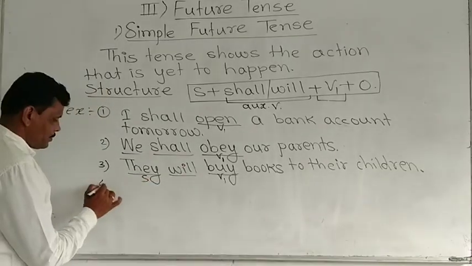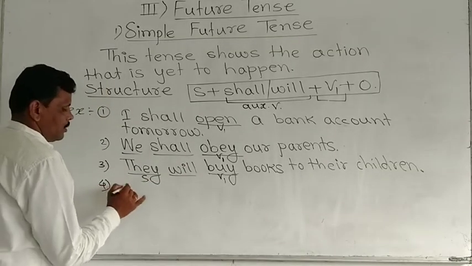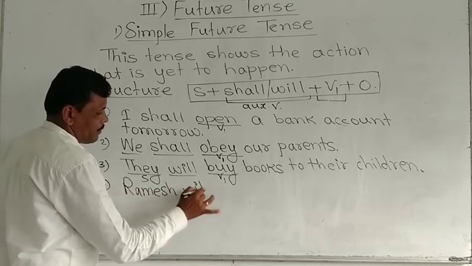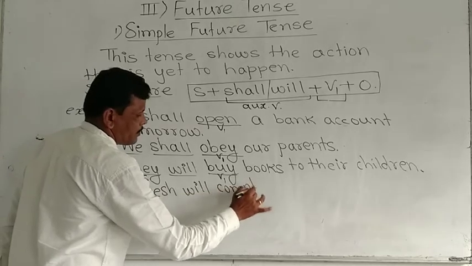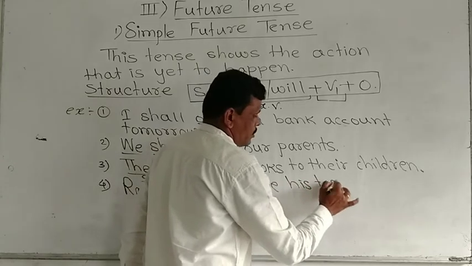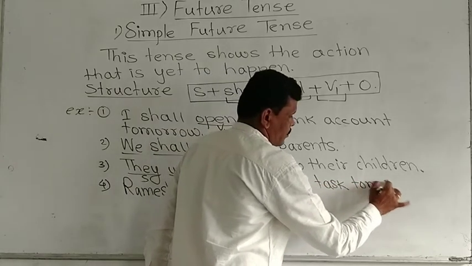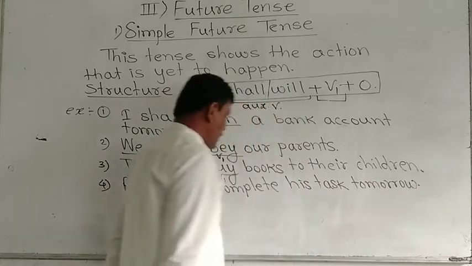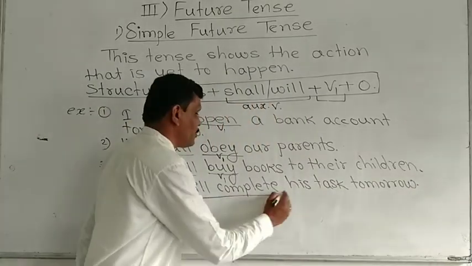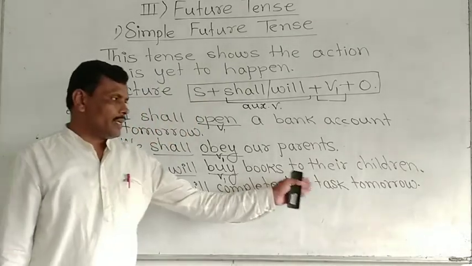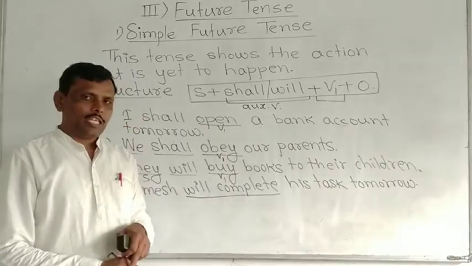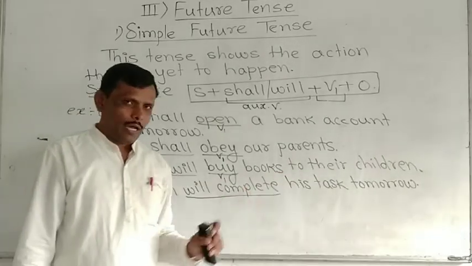Next example: Ramesh will complete his task tomorrow. Ramesh will complete. Okay, will complete. This is simple future tense. Ramesh will complete his task tomorrow. This action is given here. The action is about to happen tomorrow.